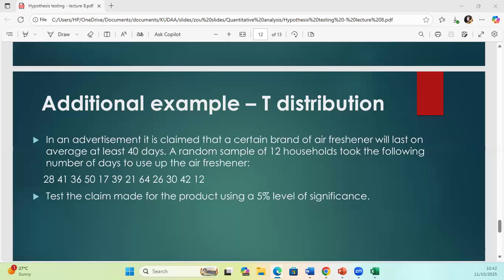Okay, so in this case, the advertisement is saying that a brand of air freshener will last at least, take note of this, at least 40 days. They are saying 40 days or more. So the claim should be opposing the null hypothesis. They are saying at least 40 days.